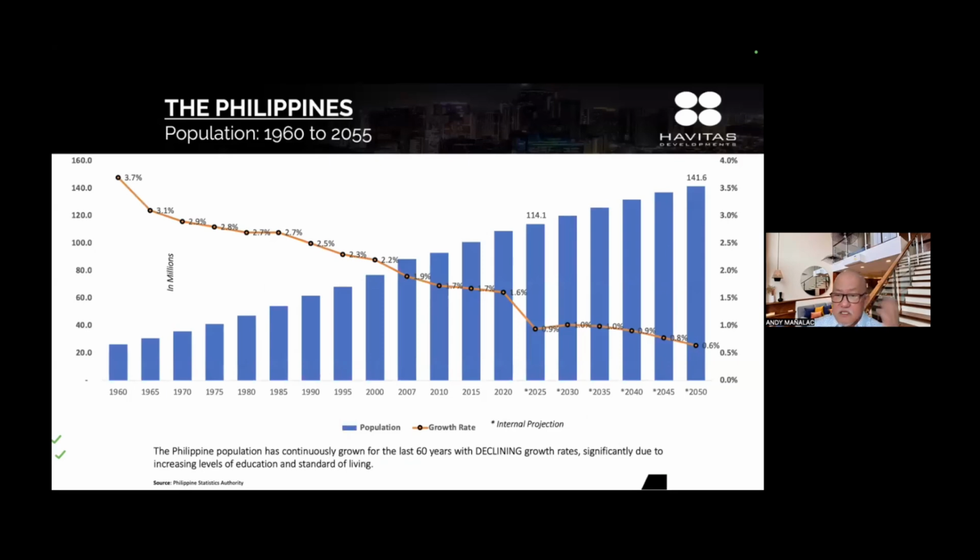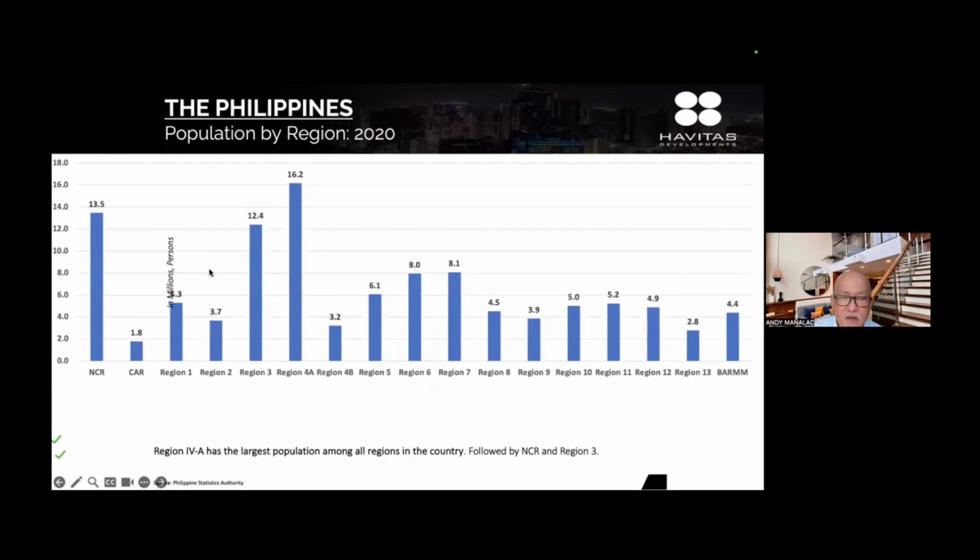Okay, population has been prudently growing. Now, saan meron growing population? Going back, NCR, Region 3, Region 4A, 6, 7, 10, 11, 12 is also growing. But then you see the people growing there. But then you will ask, okay, ano ba yan?